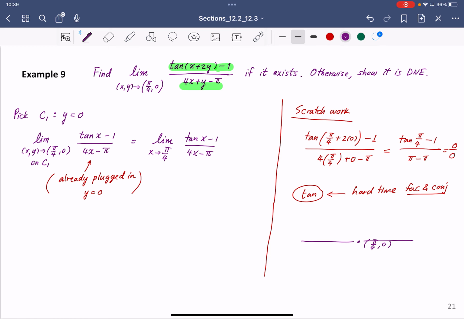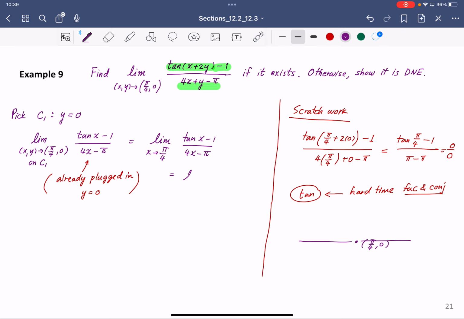0 over 0, right? But you have to use the L'Hopital rule now, because this has come back to one dimension. There's no y left here, so you only have x left. So you can apply the thing you learned in Calculus 1. You can apply the L'Hopital rule. We're going to differentiate one time.